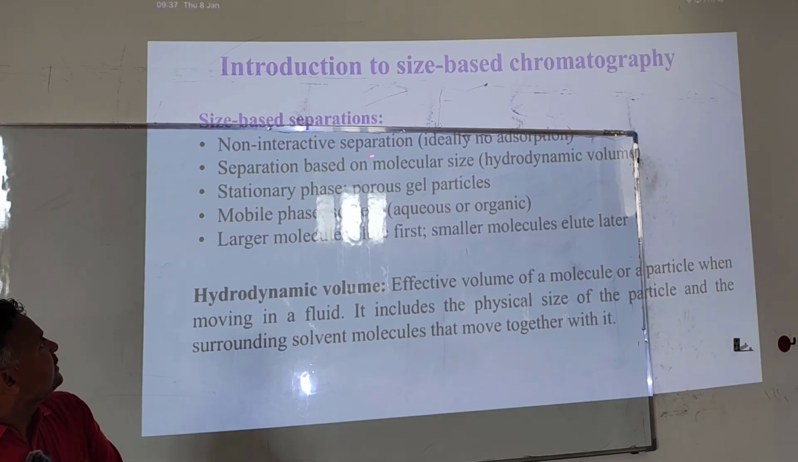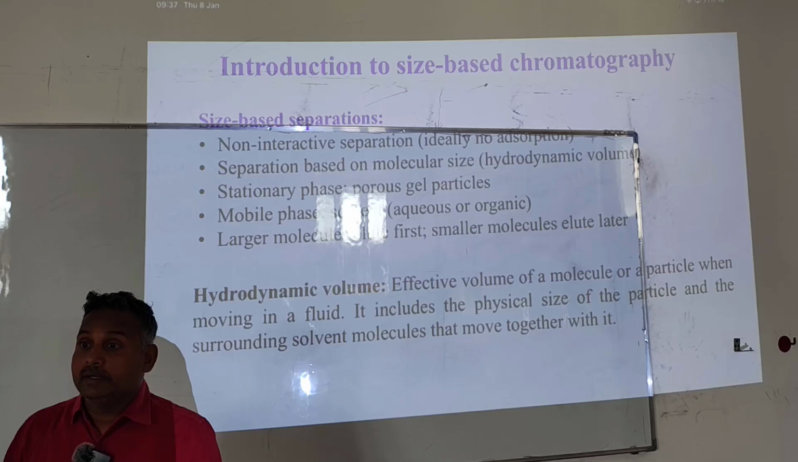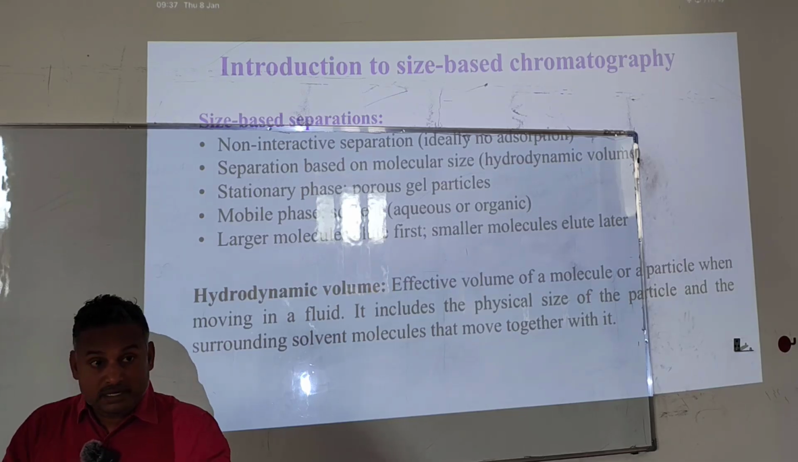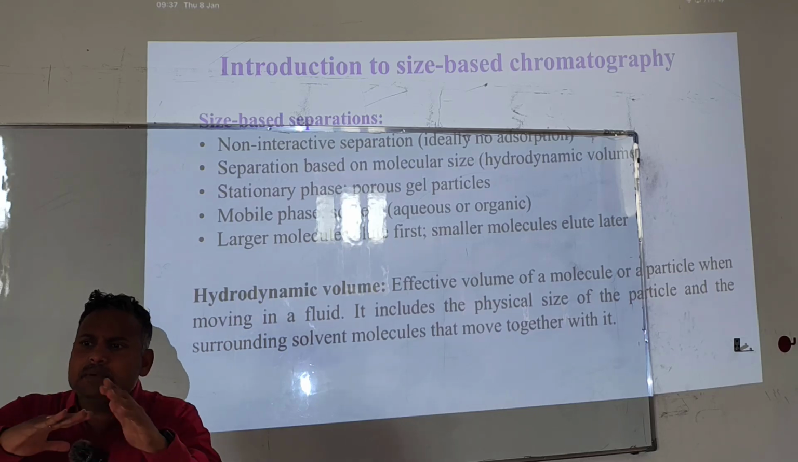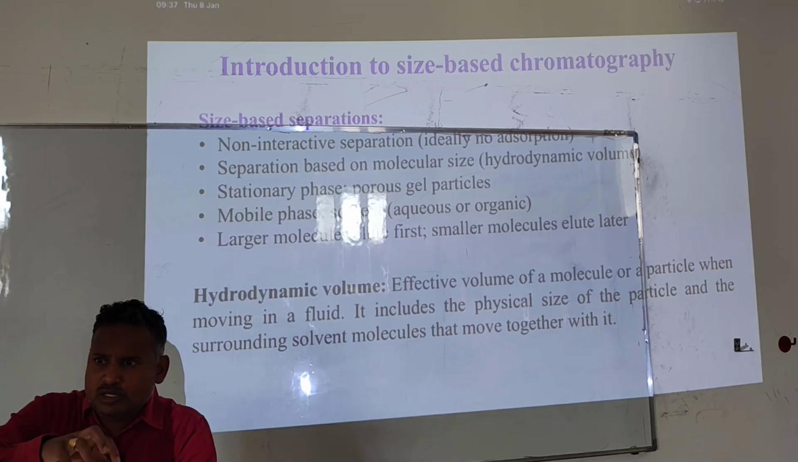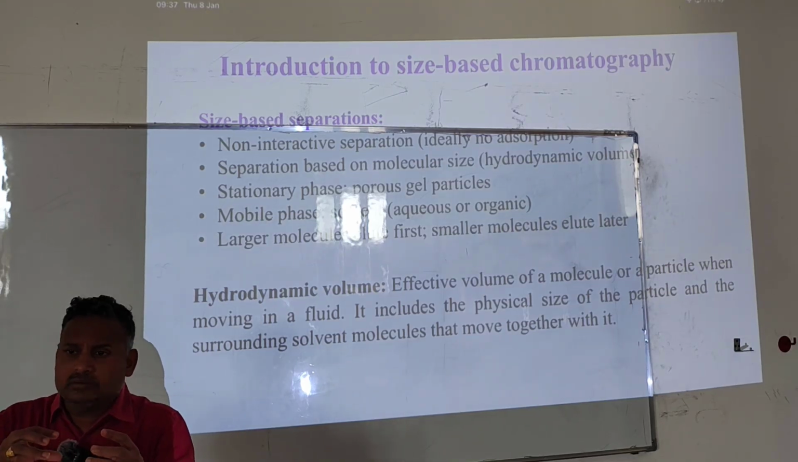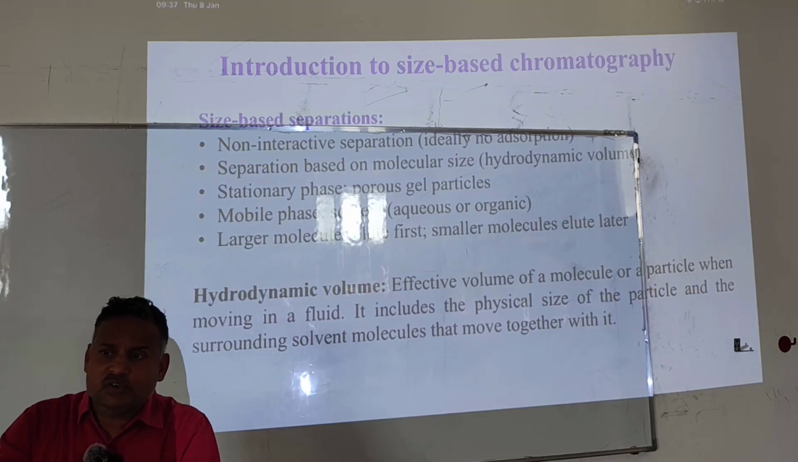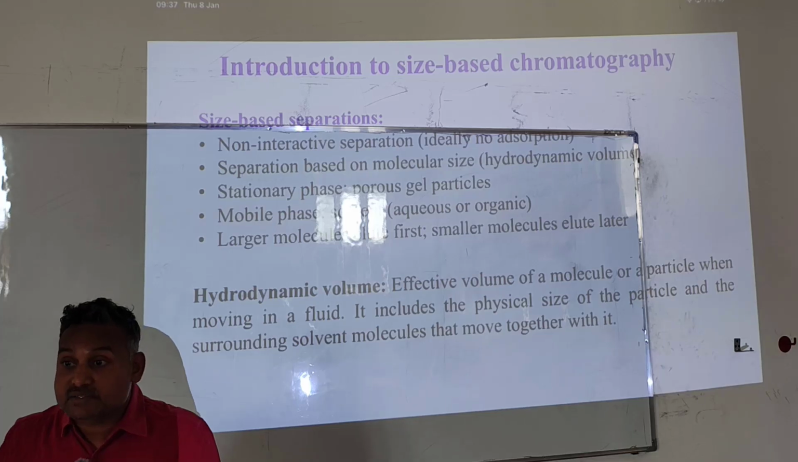It is non-interactive separation. That means ideally no adsorption. Ideally there is no adsorption. Usually in chromatography there will be many interactions. There will be adsorption, there will be desorption, solubility, van der Waals forces, and also we have electrostatic attractive forces, something like that. But in this case there are no such interactions.